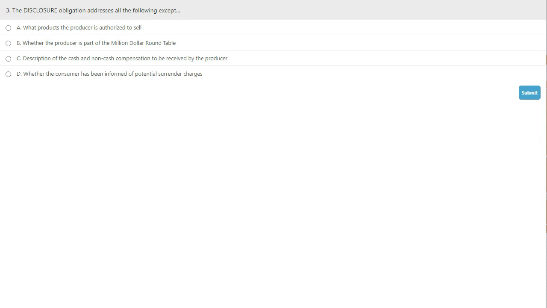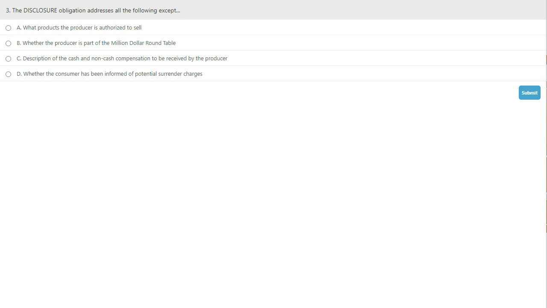Number 3, the disclosure obligation addresses all of the following except, multiple choice. A, what products the producer is authorized to sell. B, whether the producer is part of a $1 million roundtable. C, description of the cash and non-cash compensation to be received by the producer. And D, whether the consumer has been informed of potential surrender charges. Again, select your answer and hit submit.